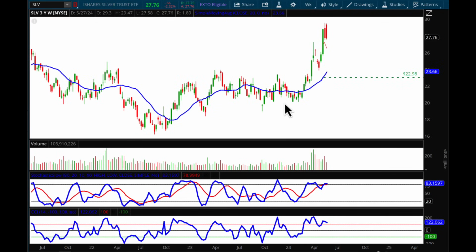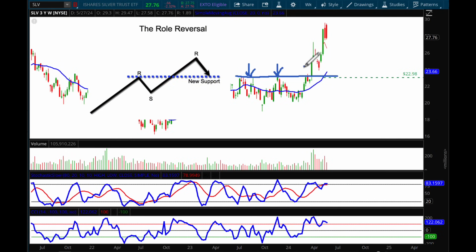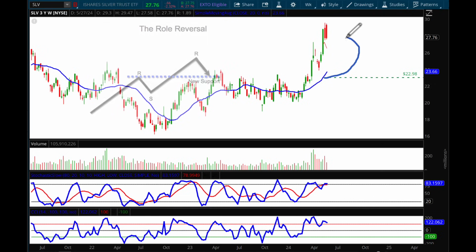Well, I have to go to the weekly chart to show you why. That's going to be right at a key role reversal. Remember, go to the description box and look that up. Resistance here was tested again here. Resistance was broken here. And this is all acting as a support level. Look at the super wide divergence from this moving average, right? That's what I call the rubber band effect.